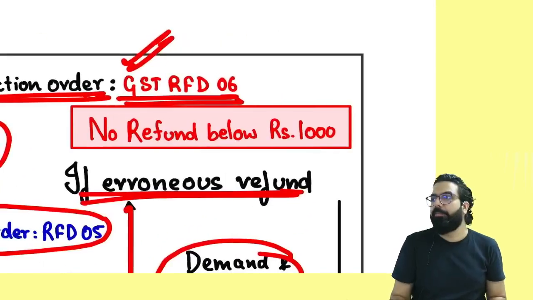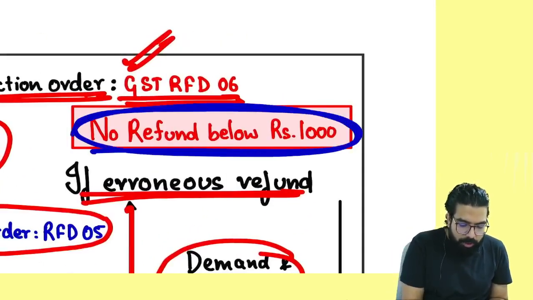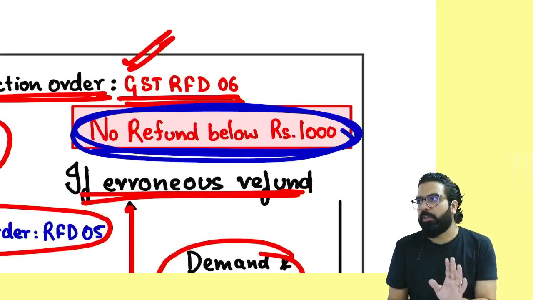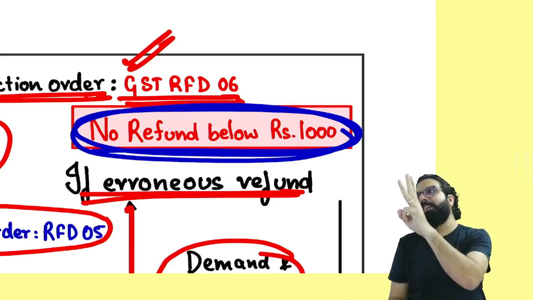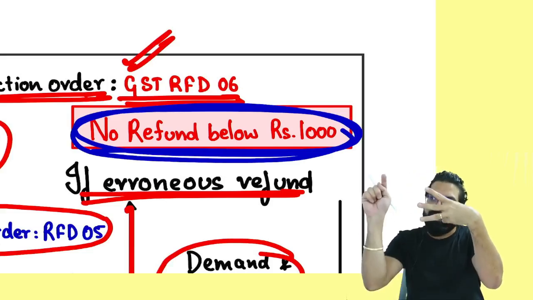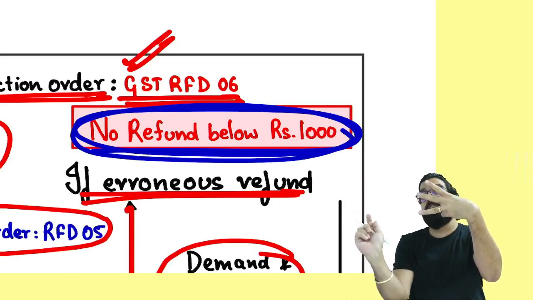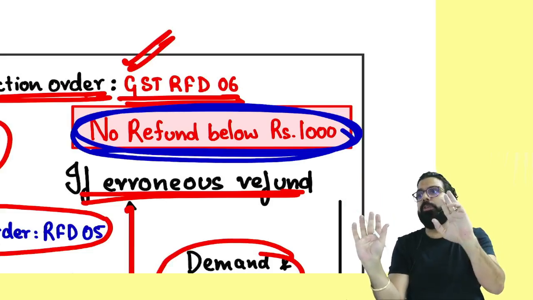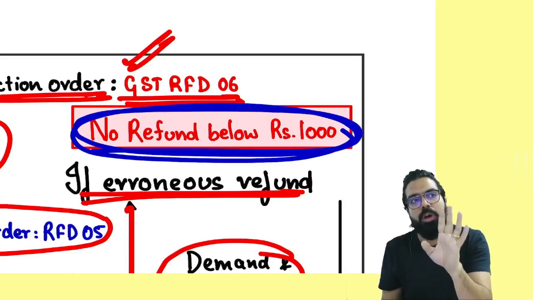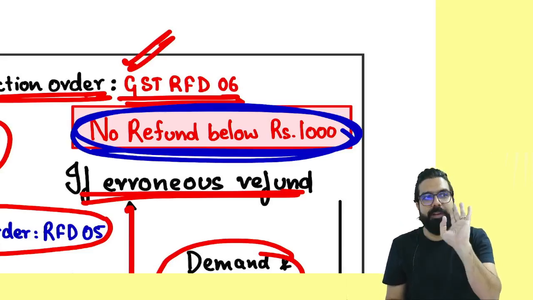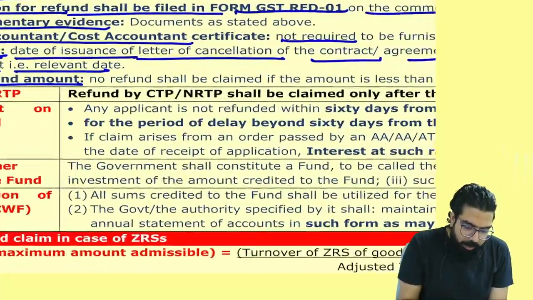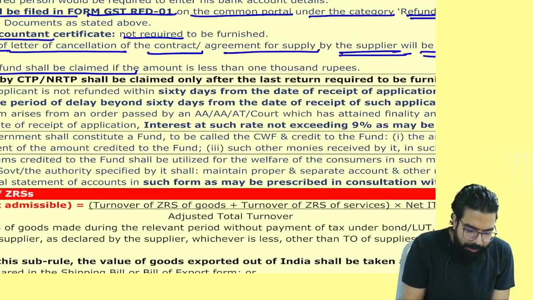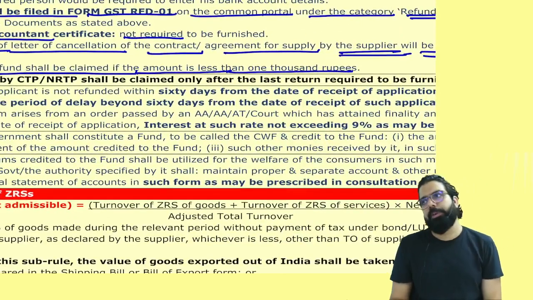Minimum refund. One point which I want you to remember, everyone here. No refund below 1,000. This amount is already there. Always remember, whether it is CGST, SGST or IGST, the amount is always 1,000 only. CGST also 1,000, SGST also 1,000, IGST also 1,000 rupees only. If the amount of refund you are asking is below 1,000, the government will tell you to go away. Government will not give you. It says, no refund shall be claimed if the amount is less than 1,000 rupees.